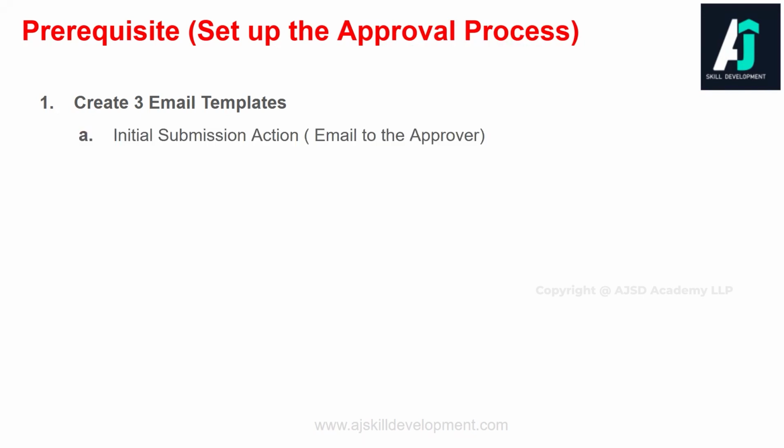The first one is for the initial submission action. We have seen in the previous video that there are different kinds of actions, right? Whenever the record is submitted for approval, we will be doing some configurations in the initial submission action. In this we have an option to create an email alert. Prior to the email alert, you have to create an email template and configure it accordingly, because this email template is required for the manager.